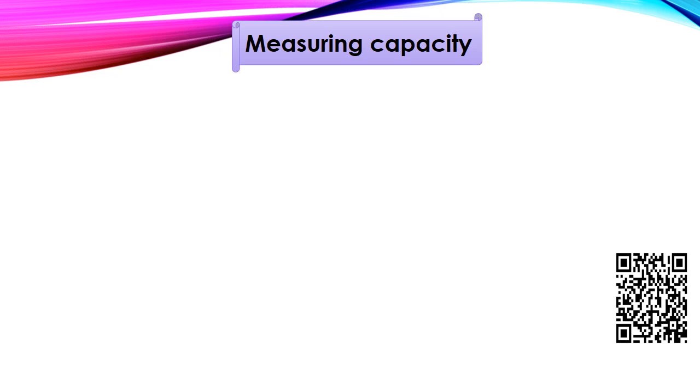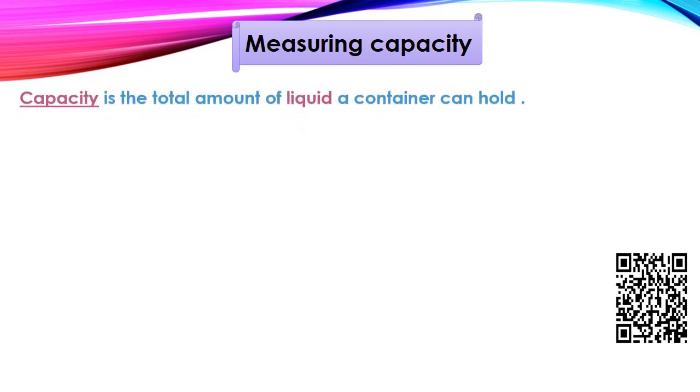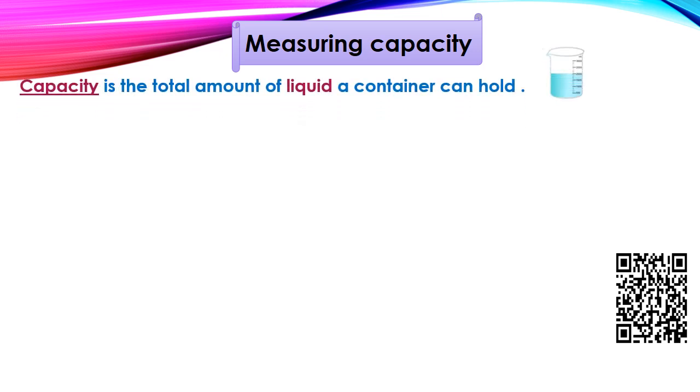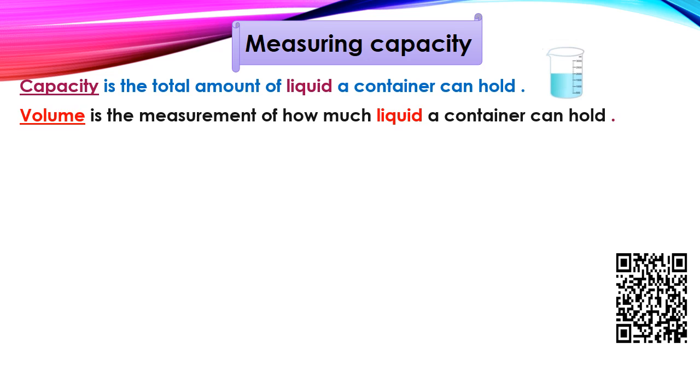Now let's study together. This part is called measuring capacity. The capacity is the total amount of liquid a container can hold. Like this picture, we want to measure this liquid. Volume is the measurement of how much liquid a container can hold. So the capacity is the total amount of liquid. Here in this container, we wanted to measure this total amount of liquid, okay?